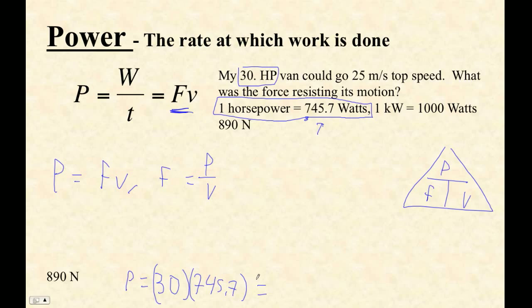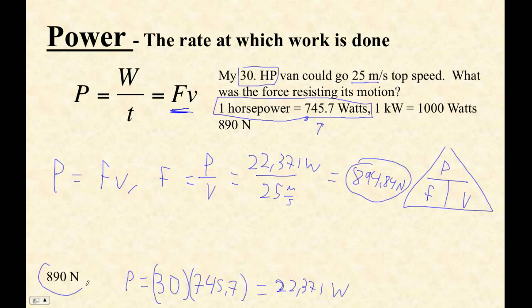Okay, so let's do that. 30 times 745.7 is 22,371 watts, right? And now we're all set. We can go power, which is 22,371 divided by the velocity, which is 25 meters per second, right? And that's watts. Apparently a watt divided by a meter per second is a newton. It's a newton. Okay, so divided by 25, and you get 894.84 newtons. With 2 sig figs, you'd have to write that.